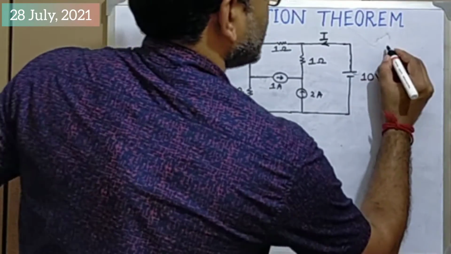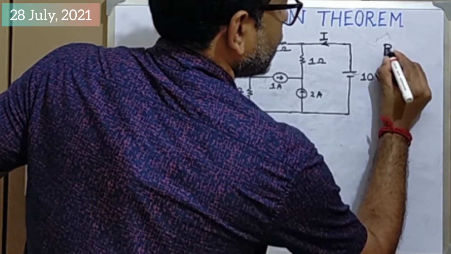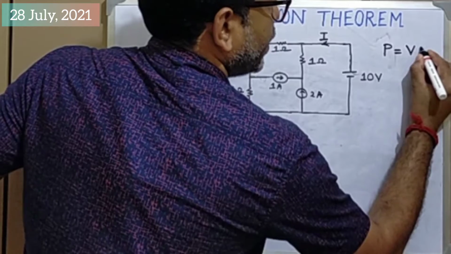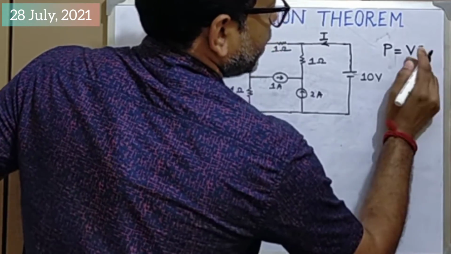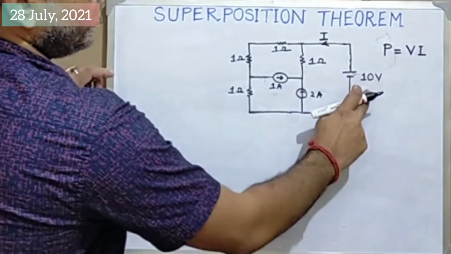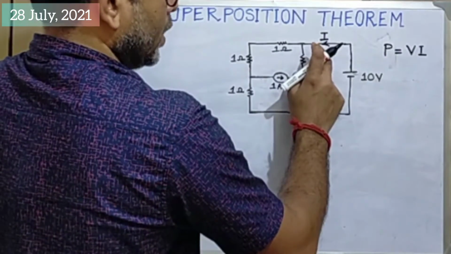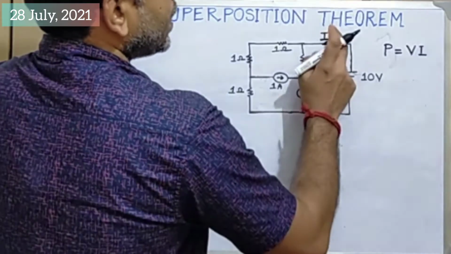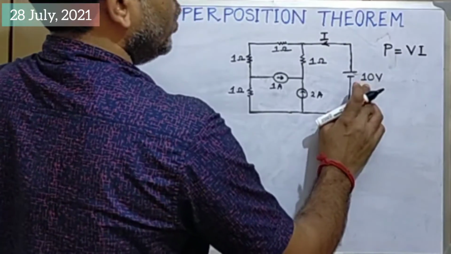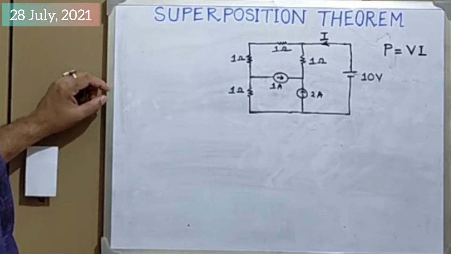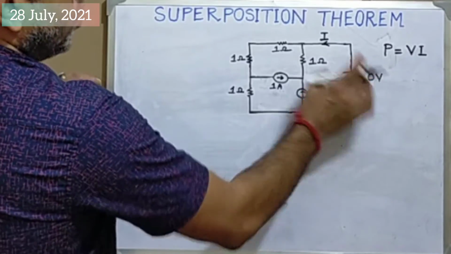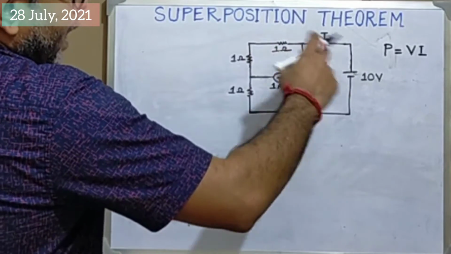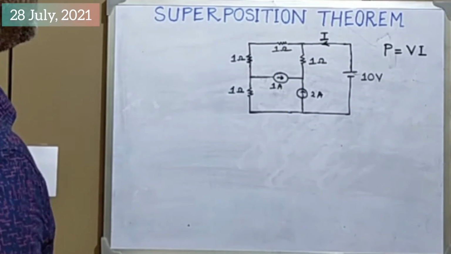That means what is power P? Because we know P equals VI. The V is available here, it is given as 10 volt, and I is unknown to us. So we have to find I. Then that current will be multiplied with this voltage, which will give you the power delivered from the voltage source.